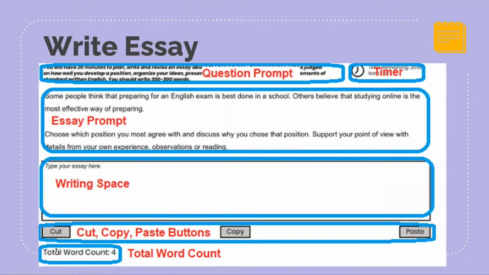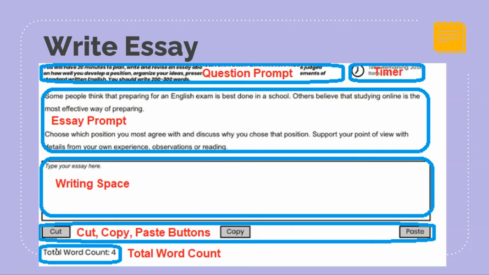Next is the write essay task. Again, you see the question prompt at the top, which provides you the instructions about how to attempt the question, and next to it you will see a countdown timer, which will again show you the remaining time for that particular question. Just below that, you will see the essay prompt, which gives you the topic of the essay and also explains whether you need to write an argumentative essay or any other type.